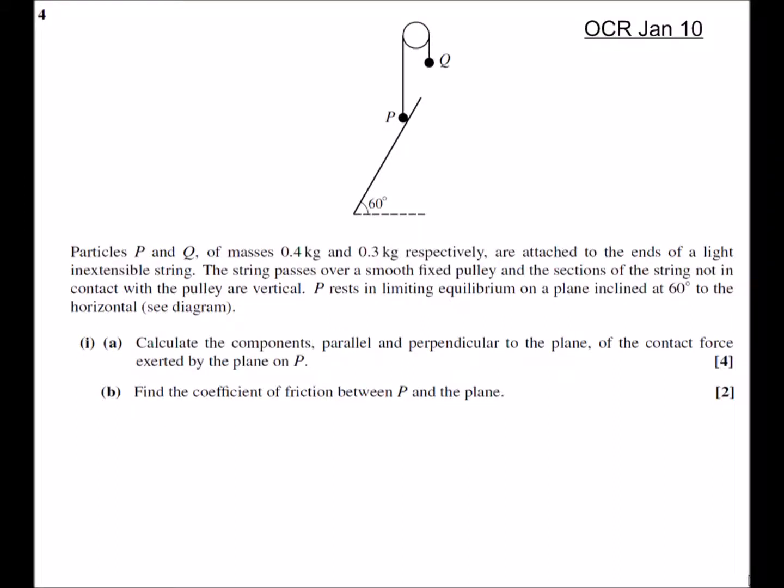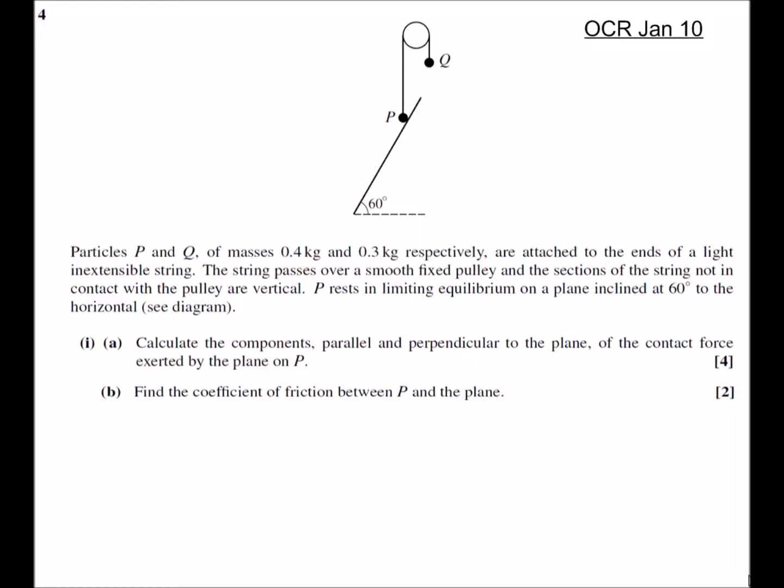We're going to have a go at the OCR January 10 question 4 from the M1 paper. Particles P and Q of masses 0.4 kilograms and 0.3 kilograms respectively are attached to the ends of a light inextensible string. The string passes over a smooth pulley and the sections of the string not in contact with the pulley are vertical. P rests in limiting equilibrium on the plane inclined at 60 degrees to the horizontal as shown in the diagram.